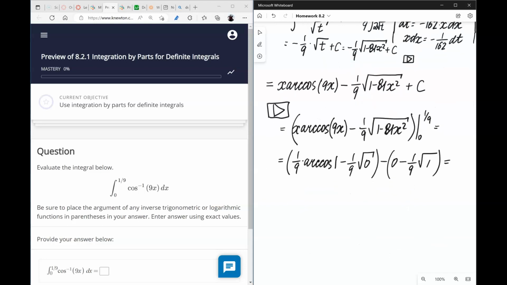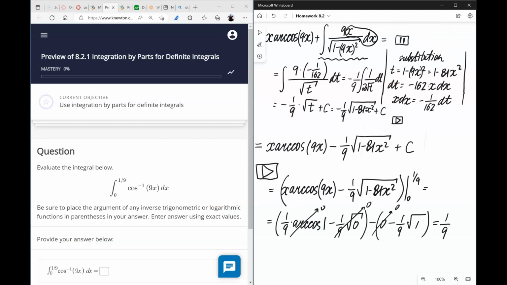So this is kind of the finish line. We just need to figure out what's arc cosine of 1. In other words, cosine of what angle is equal to 1, and the answer is 0. So we have a lot of zeros here, except the last one. So this is 0, this is 0, this is 0, and the only non-zero is the last term, so negative times negative makes it positive. So the answer is 1/9.